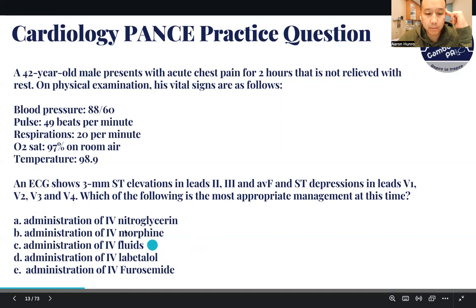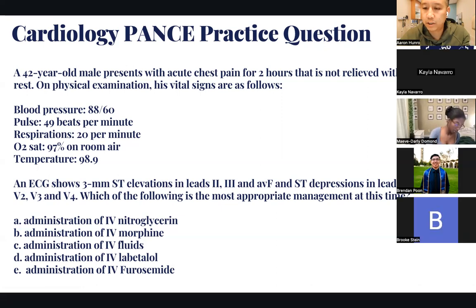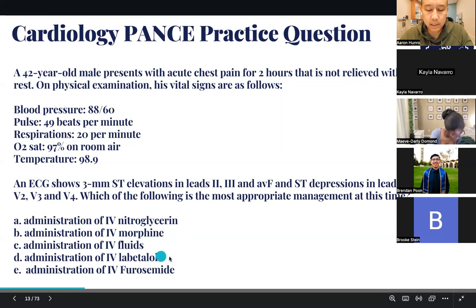So let's just talk about some of these medications, right? Labetalol is a beta blocker, right? That's typically used to treat what? High blood pressure. Okay, so beta blockers are used for treating blood pressure. Would we want to give that to a patient right here with a blood pressure of 88/60? No, right? It's going to drop it down even lower. Aside from that, it also works as a rate control medication, and his heart rate is already low as is.